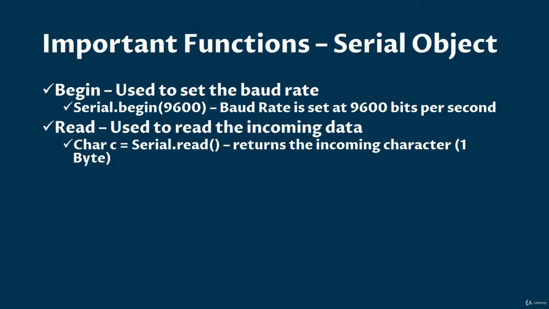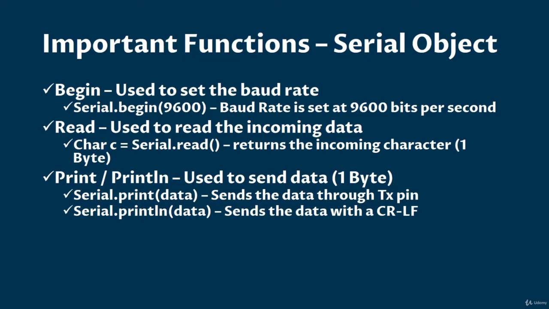Another function is read. This function is used to read the incoming data. And how can we use the read function? Like this: char c, here c is the character type variable, is equal to serial.read. Now read returns a character. Read is the function which can return a character, so it will return the incoming character of 1 byte. Basically, serial.read is used to read the buffer and store it in some variable. Here I have used this variable called c.